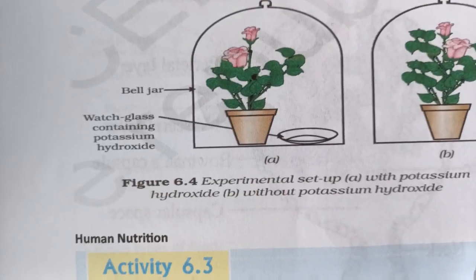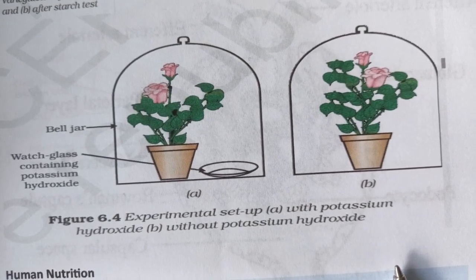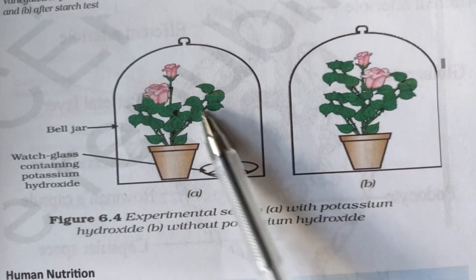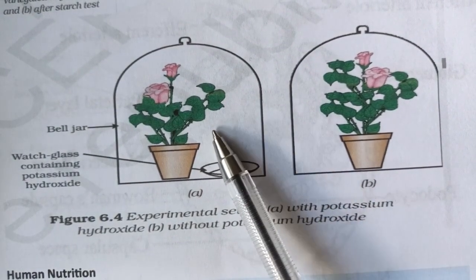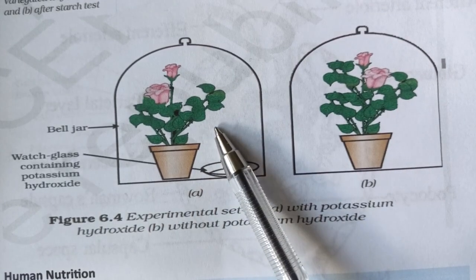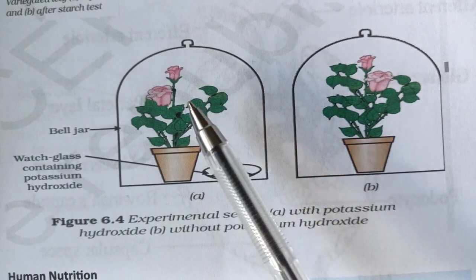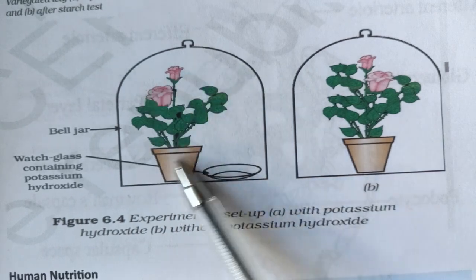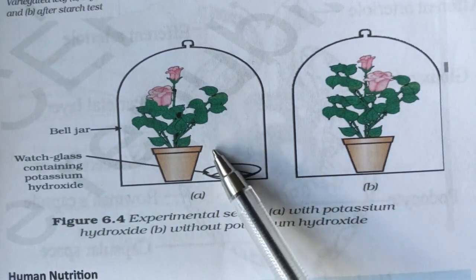Now the explanation for this activity is that potassium hydroxide absorbs all the CO2 from this bell jar. So there's no CO2 available. And remember your photosynthesis definition, it is the production of energy using carbon dioxide, water, chlorophyll, and sunlight. So if there's no CO2, this plant will not be able to perform photosynthesis. So there will be no starch in this leaf because this plant has not done photosynthesis for the last 3 days. It was kept in the dark, and now you are taking the CO2 away.